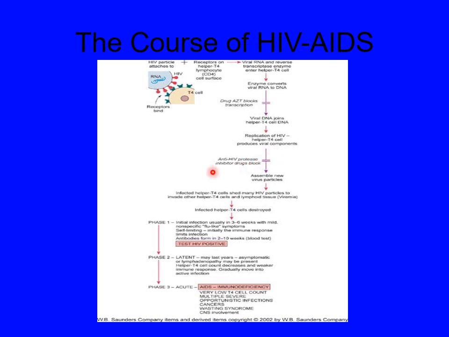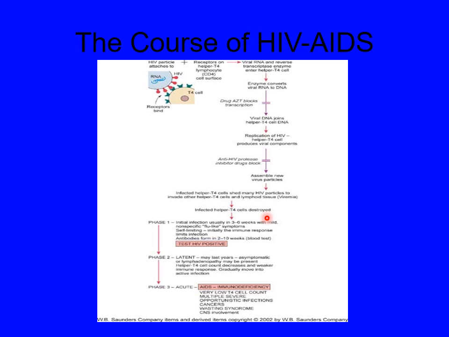And here's another way of blocking the process: anti-HIV protease inhibitor drugs block this at this point. And then when these viral particles are assembled and released, the infected T cell sheds many HIV particles to invade other T helper cells and lymphoid tissue, and the infected helper T cells are destroyed.